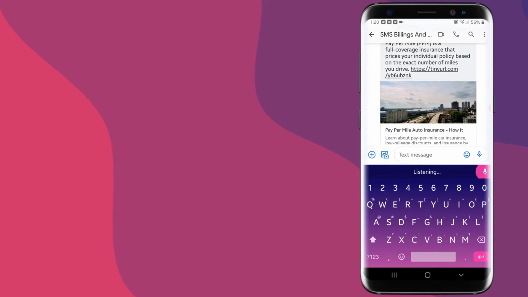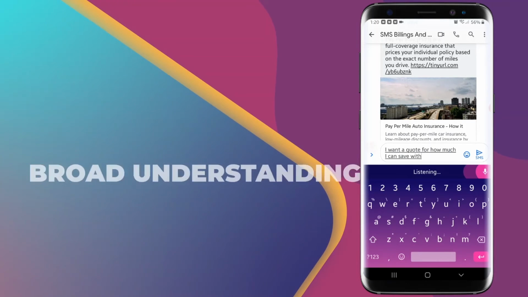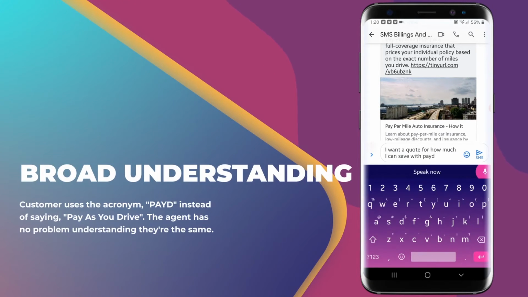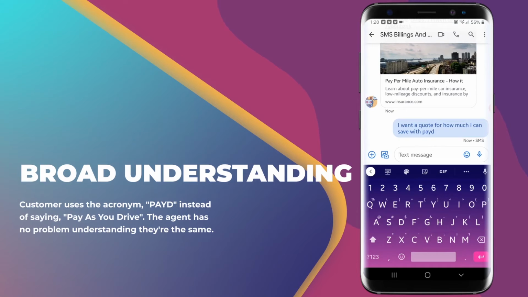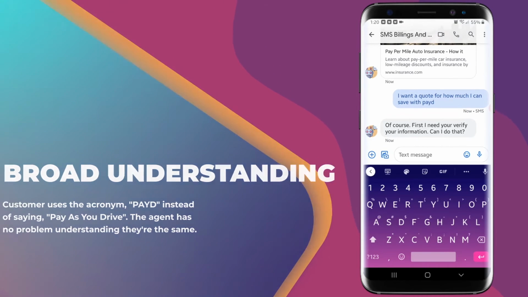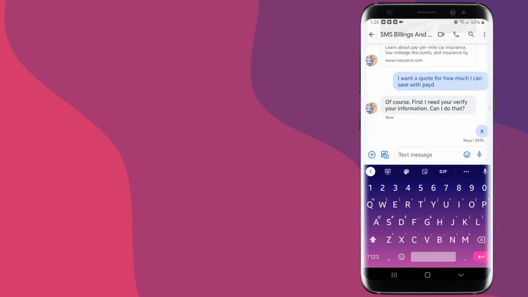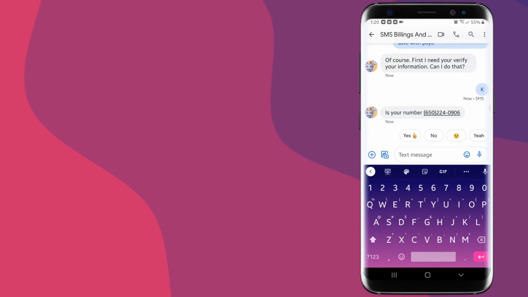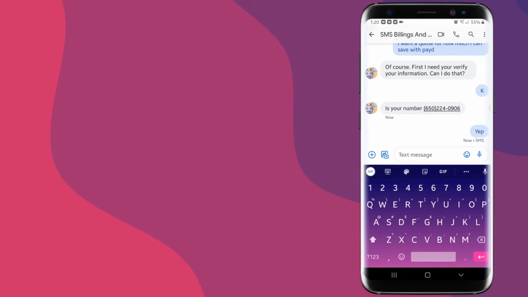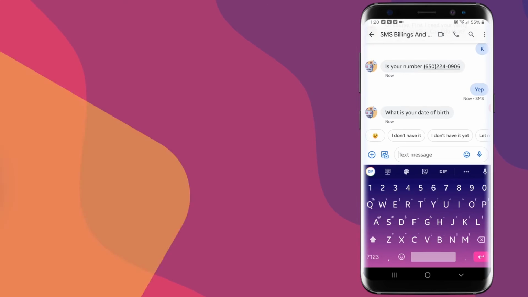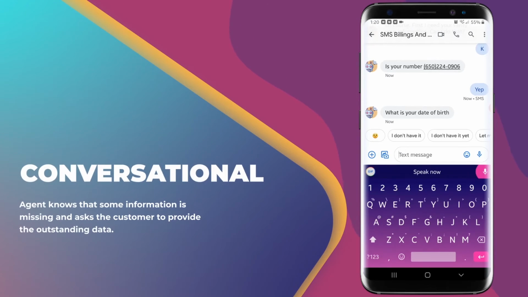Acronyms, synonyms, and phrases, these are all covered in the training given to the agent. And in this case, it really doesn't matter if the customer uses PAYD or specifically says pay as you drive. This can also be seen by the various confirmation examples the customer gives throughout the conversation, things like K or yep or yeah or yes.